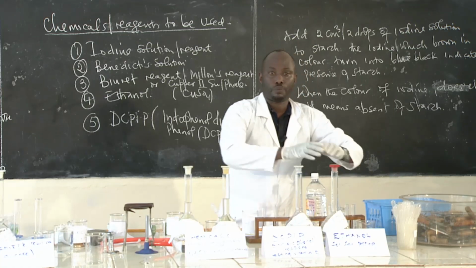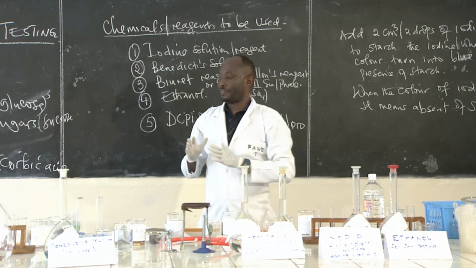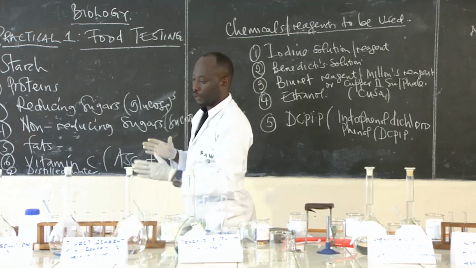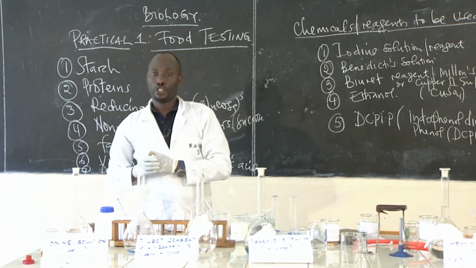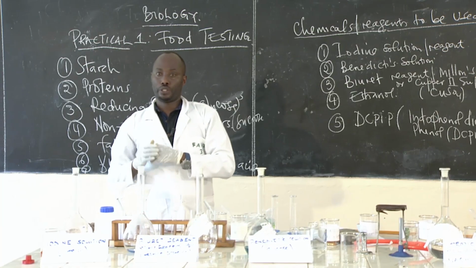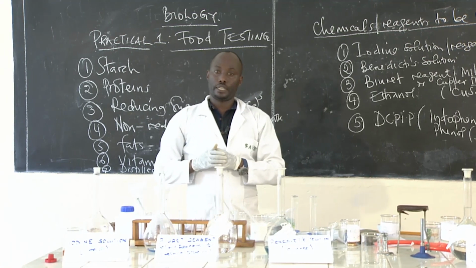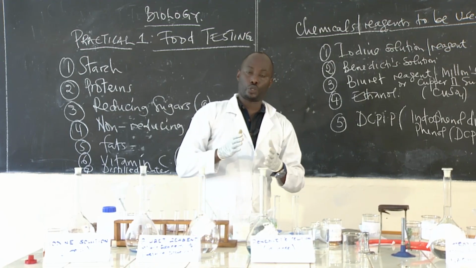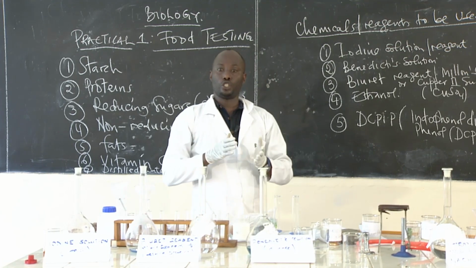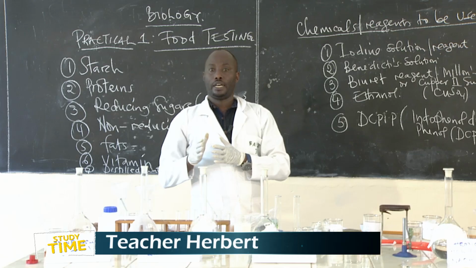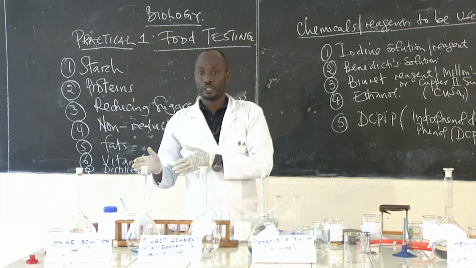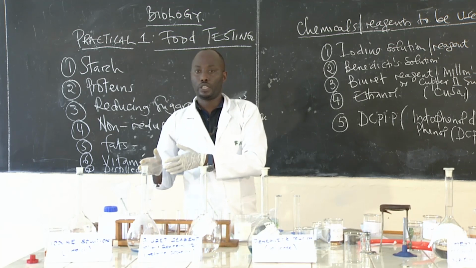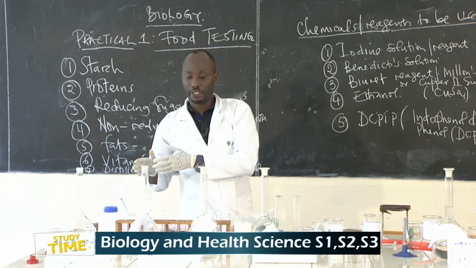So students, I think we have done testing about starch. We have seen when you're testing starch, you use the iodine solution. We also saw that once the color of the iodine solution turns into blue-black, the food nutrient contains starch. We have done this using sweet potato. We have done it using the industry prepared starch.